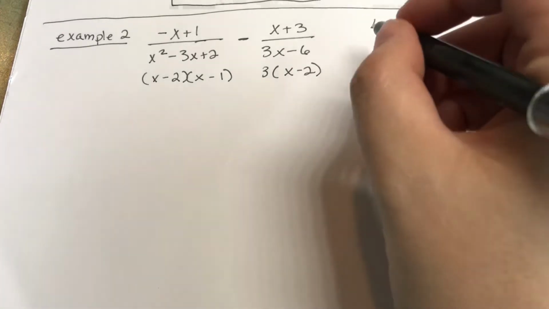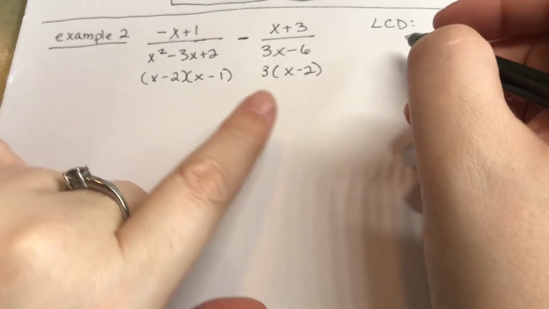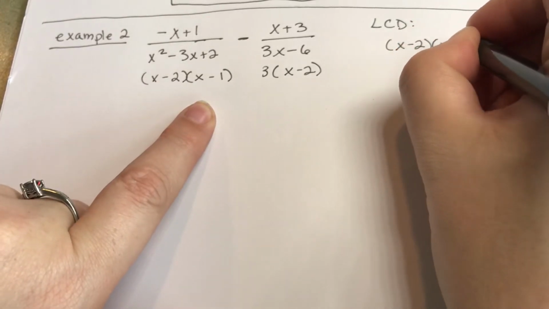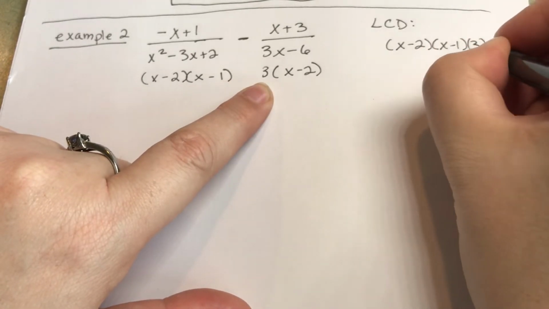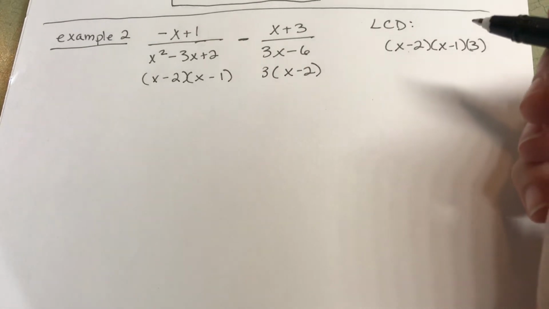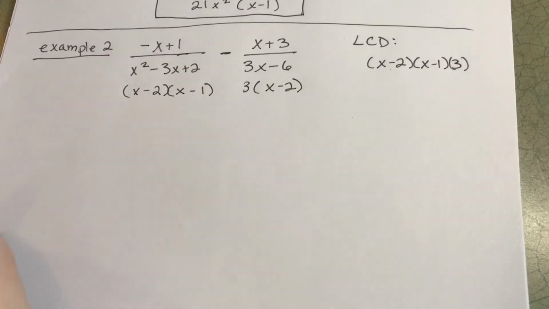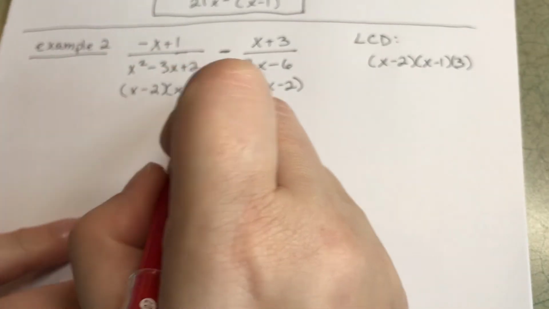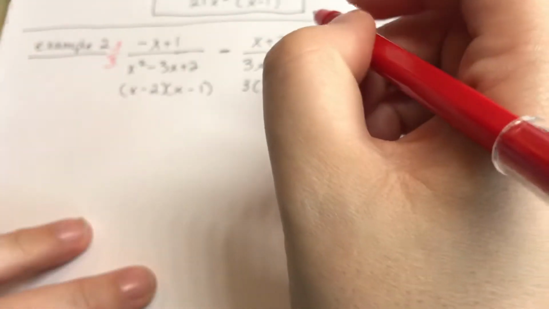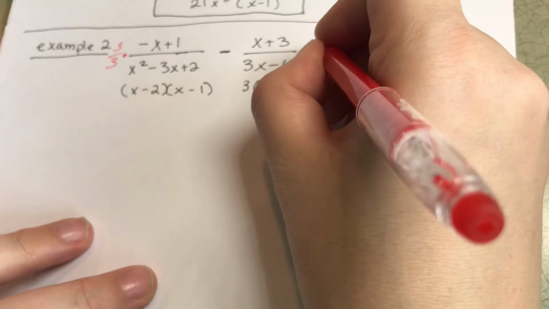So my least common denominator, I need each of these pieces. So I need an x minus 2, an x minus 1, a 3, and I already have an x minus 2, so I'm all set. And I'm just going to leave this in factored form. So for this fraction, I am only missing the 3, so I'm going to multiply by 3 over 3. And for this fraction, I'm missing x minus 1.